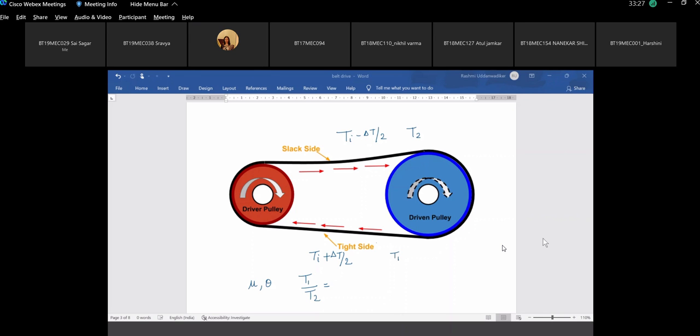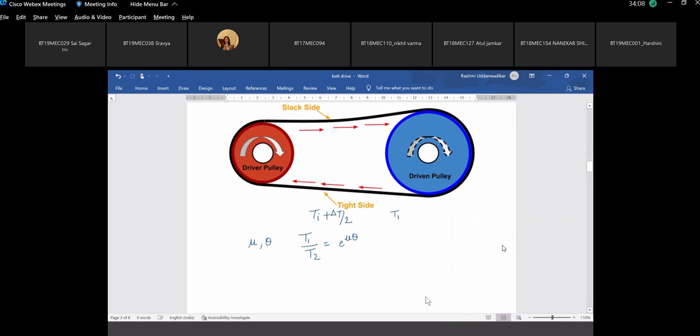E raised to mu theta upon sine alpha. What is this alpha? Pradyuman, what is alpha? It's for the V belt. We are talking about flat belt, so this is equal to e raised to mu theta. Yeah, so we are discussing flat belts. We are not considering alpha here. So the ratio of belt tension is e raised to mu theta.